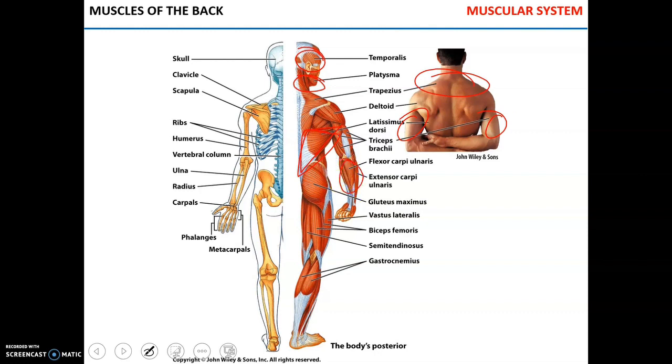Flexor carpi ulnaris flexes your wrist, while extensor carpi ulnaris extends your wrist. Gluteus maximus is the extensor of the hip. That's a buttock muscle. You can see vastus lateralis from the side, and these muscles, biceps femoris, semitendinosus, and semimembranosus, that is not shown here, those muscles flex your knee. So those, we call them hamstrings sometimes, and you can see gastrocnemius here, that allows you to stand on your toes.